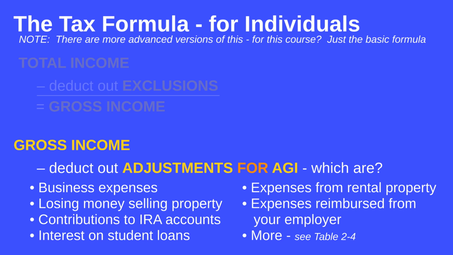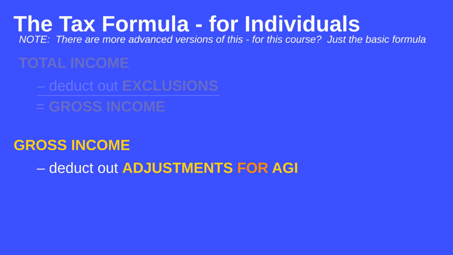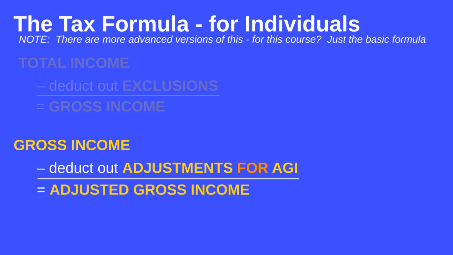Some other things that come in here: if you contribute to certain IRAs, if you're paying interest on student loans, if you have sold a property and you've lost money on it, then you get to deduct that out of the total income so that you don't have to be paying taxes on it. There's more. Once again, don't forget to check the table for this. But we've got gross income, and right now we are deducting out what's called adjustments for AGI. And that gives us what we call our adjusted gross income, AGI.